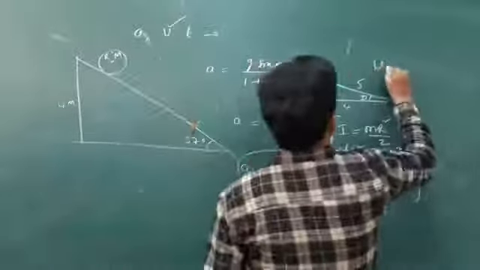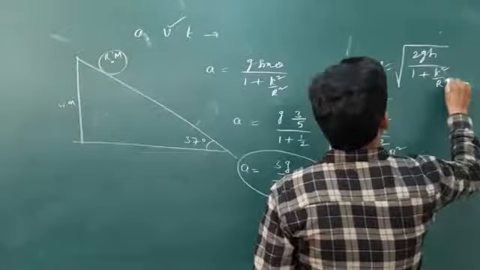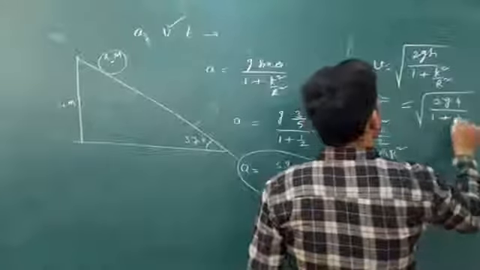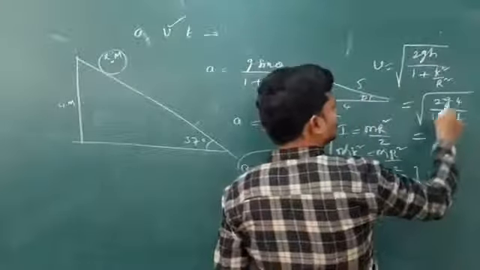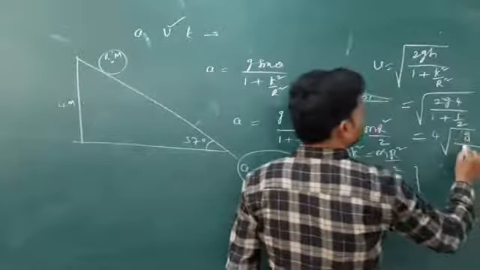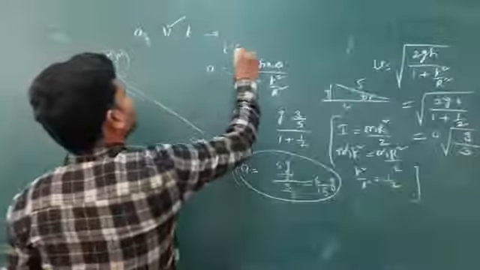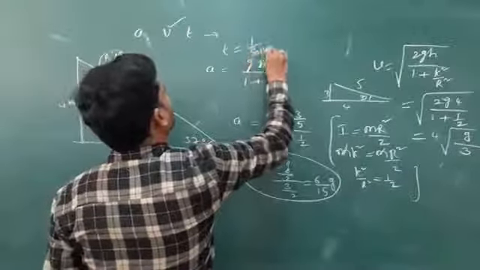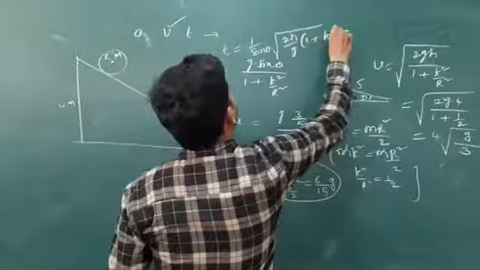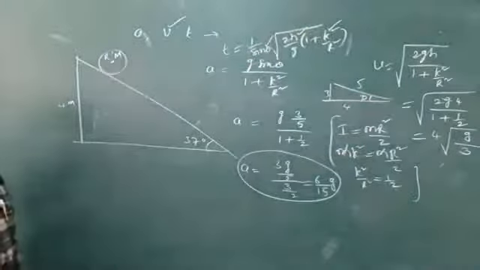In the same manner, just substitute these values in velocity. What is the velocity formula? V is equal to, you remembered already, root of 2gh by 1 plus k square by r square. 2gh is nothing but 4, and 1 plus k square by r square is 3 by 2. So the 2 comes to the top, and the answer is in terms of g. And in the same manner, you can find the time. The time formula is 1 by sin theta times root of 2h by g times 1 plus k square by r square. Substitute theta value, h value, k square by r square value, and you will get the answer.